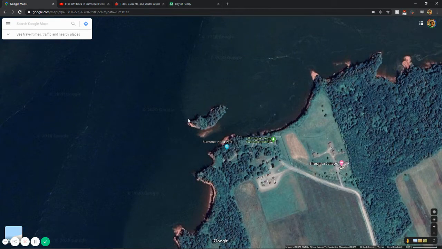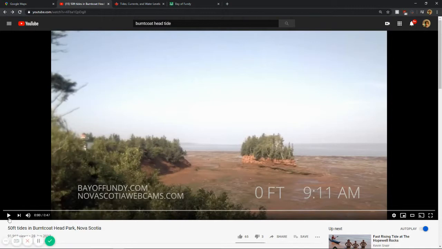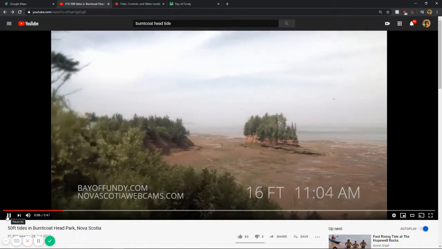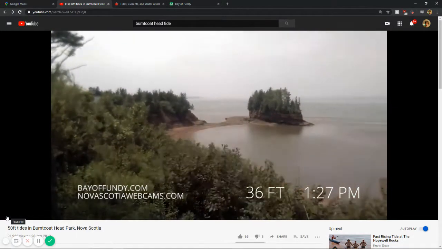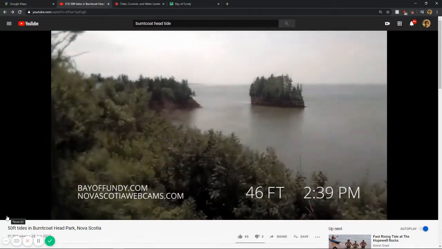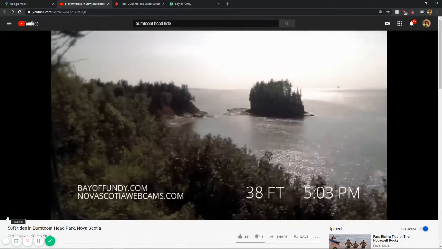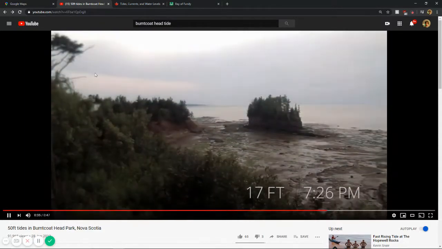And I'm going to show you a video now about the tides here. So it's obviously a sped up video, but you'll see it here. So you can see the time and the height of the tide as it comes in and out. And think about how big a tree is, and think about what kind of scale we're talking here. Obviously, it shows the height. It goes up to 50 feet there. And this is incredible.